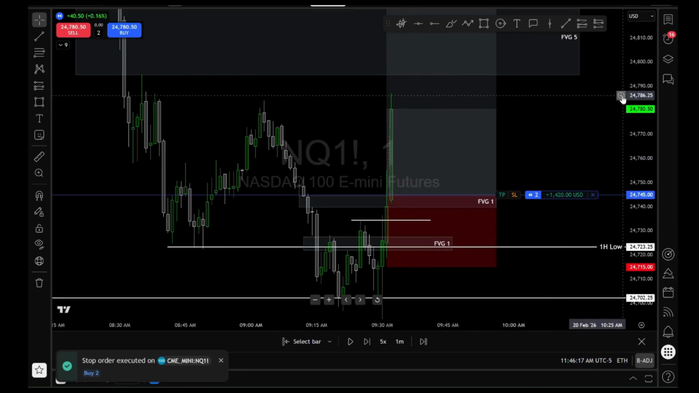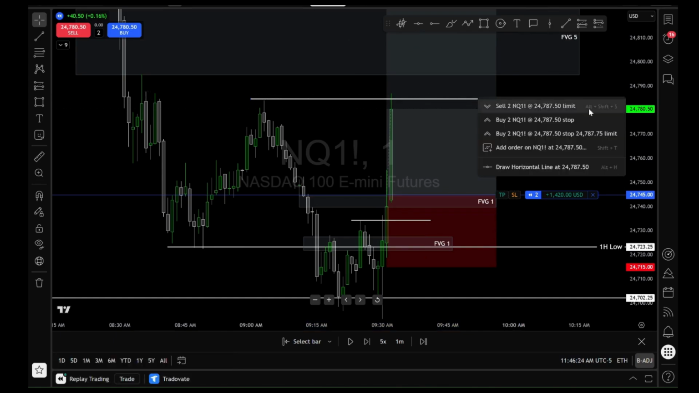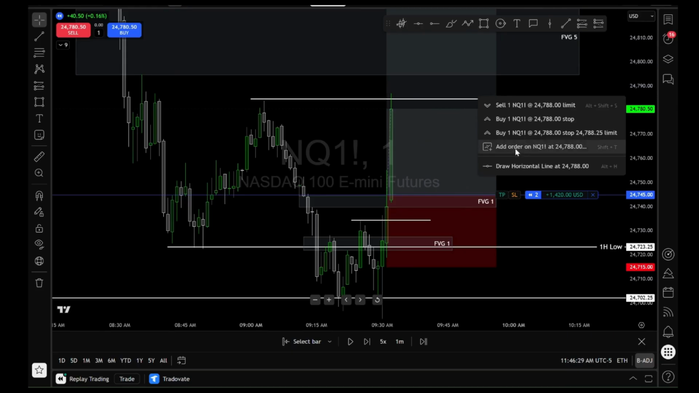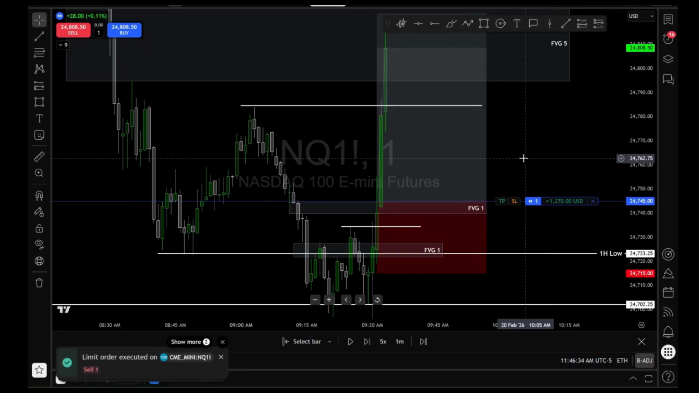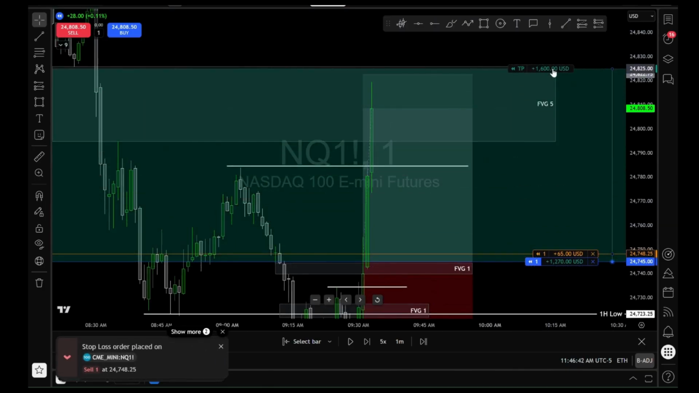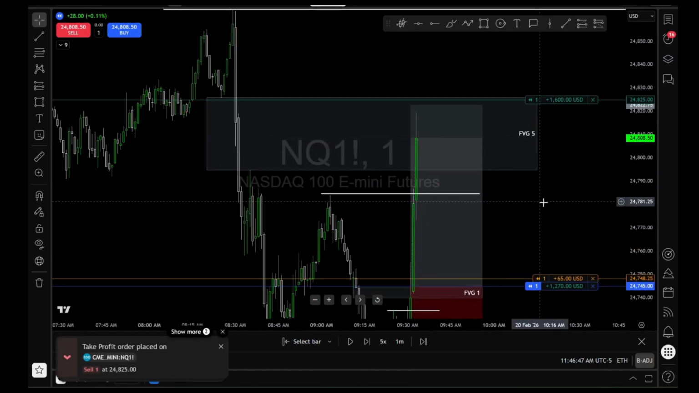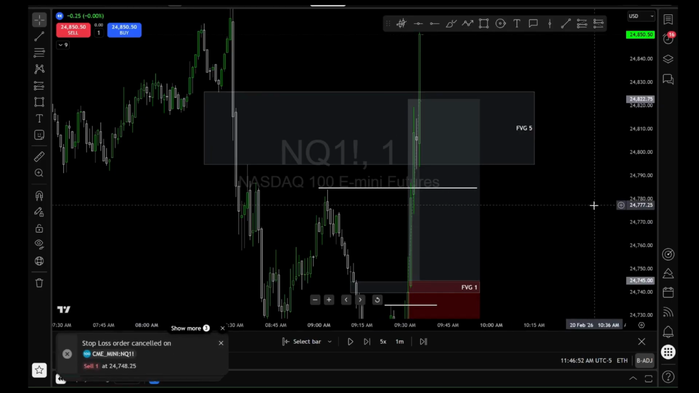And then right here at this area, which is an internal high, that's where I did take one contract off. Go ahead and change that to one. I took one contract off right there. And then once that contract got hit, that's when I moved my stop loss to break even. And then my last contract, I let it ride up until we fill this 5 minute fair value gap that we had marked earlier. And then sure enough, it hits my take profit.